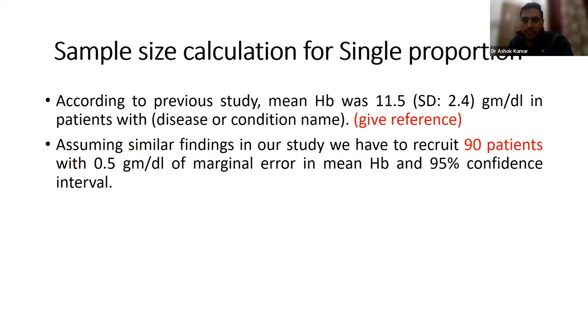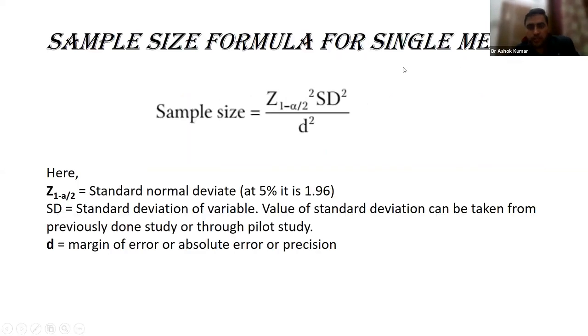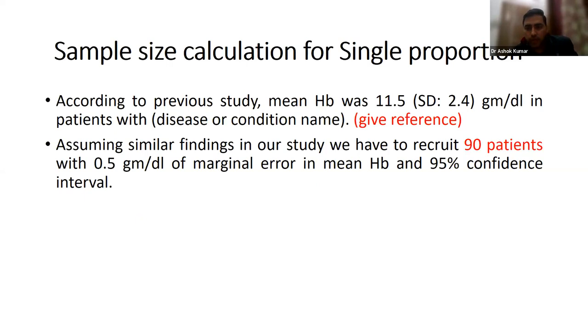Sample size calculation for single. This is not a proportion. It is a single mean. Okay, so there is some typo error here. You can see here. So it is for single mean, not proportion, because HB is a mean here, not proportion. Okay, so sample size calculation for single mean in one group.